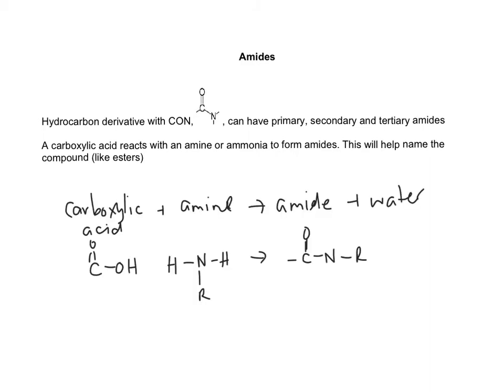So a carboxylic acid with a C double bond O, OH, will react with an amine to form an amide plus water. So the water actually comes off here. The OH from the acid and an H from the amine make water, and it forms an amide linkage.